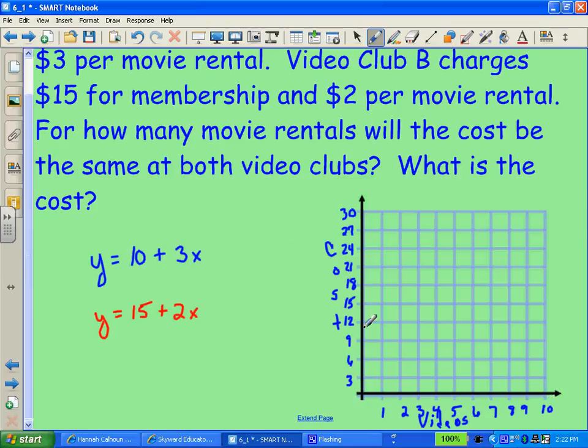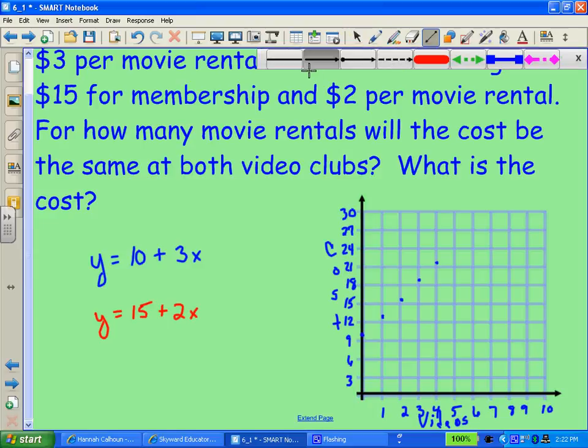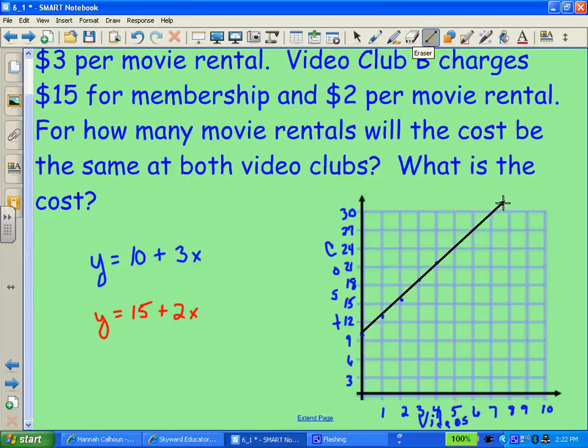Alright, so the first line is going to start at 10, which is about right here, and go up 3 over 1 every time. So up to 13 over 1, up to 16 over 1, up to 19 over 1, up to 22 over 1, etc. So that line looks like this.